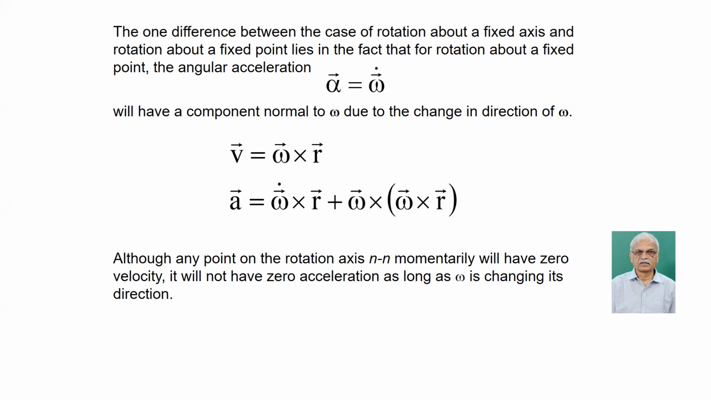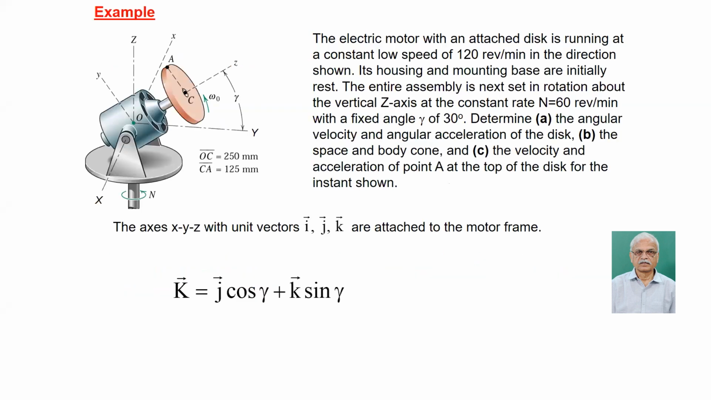This is just like your linear velocities, so it has a parallel with linear velocity: V is omega cross r, and A is omega cross omega cross r. So we have to do that also. We'll see that. It is exactly the same thing whatever we have discussed, so we can see it as an example.